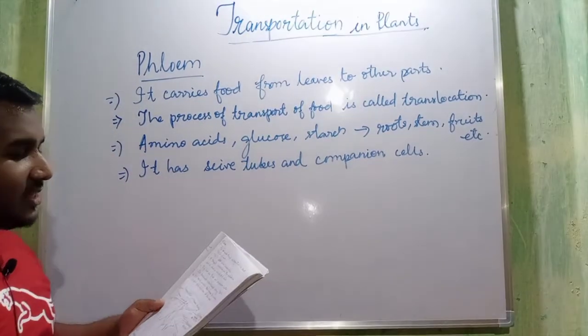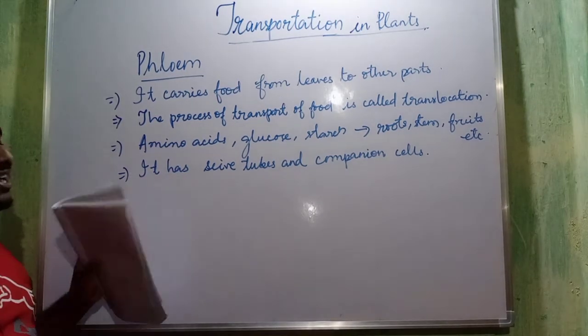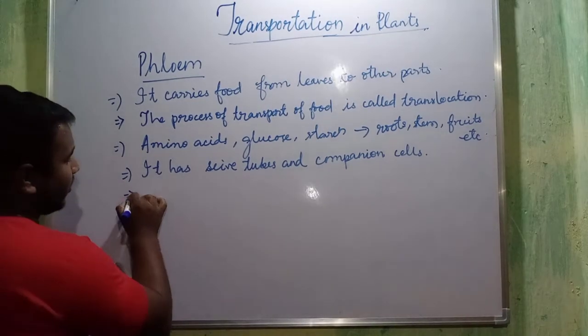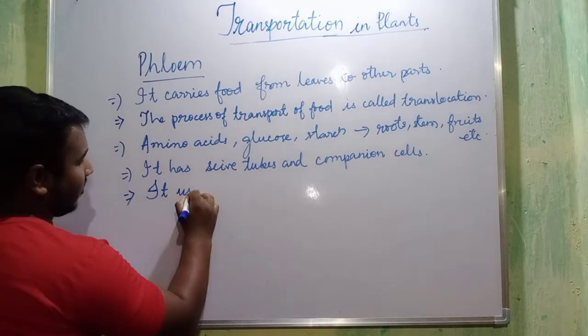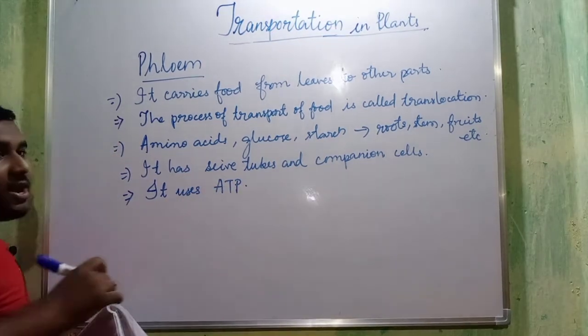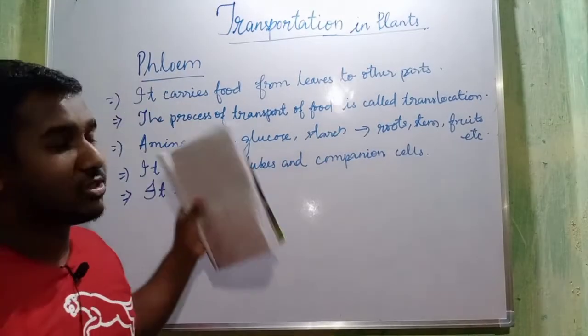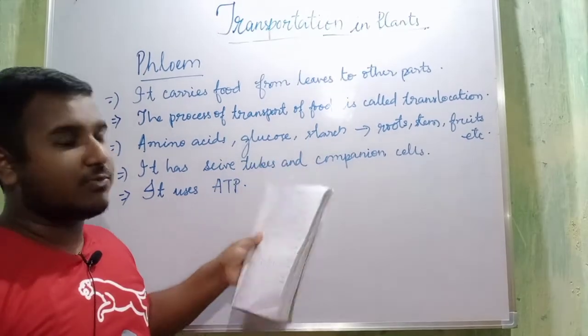Then the last is how this transport of food is taking place here. So here we can write, it uses ATP, adenosine triphosphate, or energy molecule, which is released during photosynthesis. It is using that energy to transport the food.